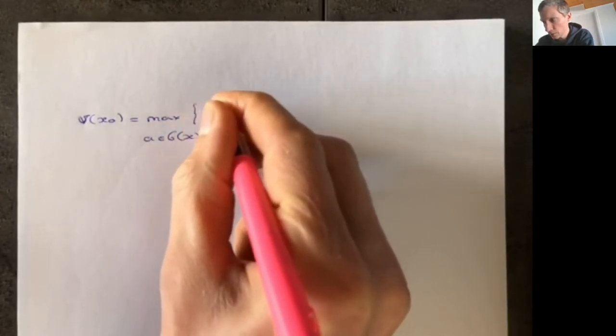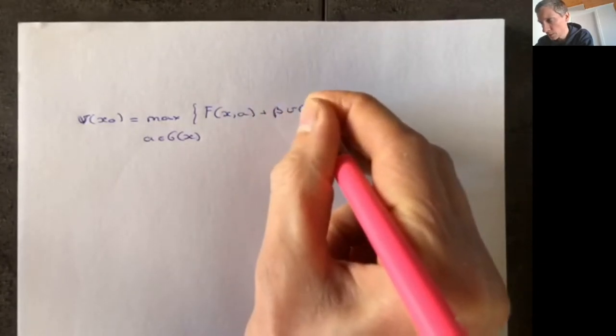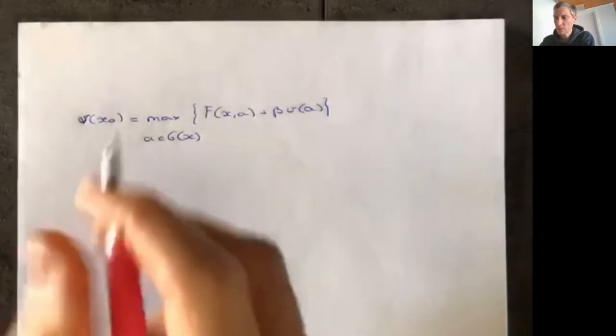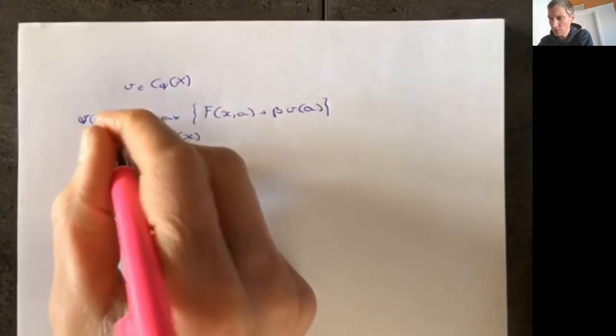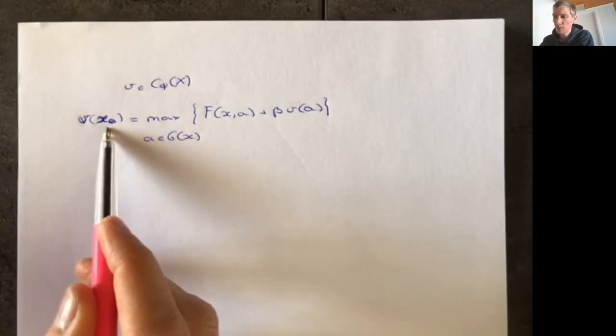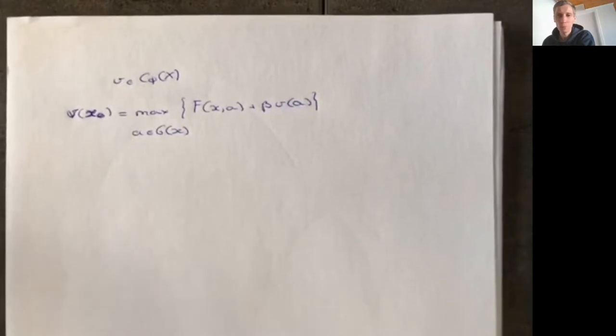Okay, so we're going to use this Benveniste-Scheinkman lemma in order to study the differentiability of the Bellman fixed point function. So remember, we were dealing with the following problem. V(x0) was equal to the maximum over a in G(x) of f(x,a) plus beta V(a). Here you have seen that because of the Bellman contraction mapping, this fixed point V will be in C_phi(X). So in particular, it's a continuous function that's bounded in the phi norm. So we know it's continuous.